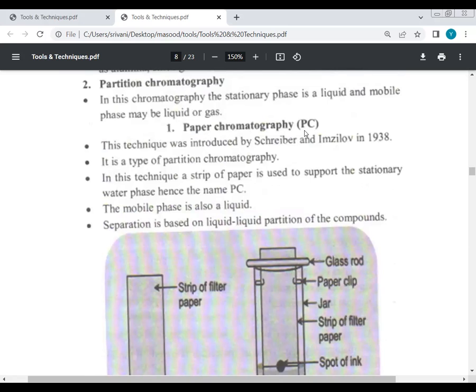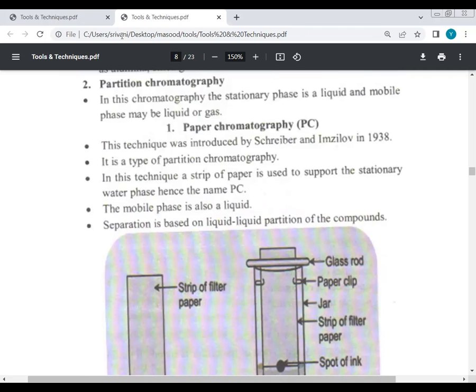Next, paper chromatography. This is the shortcut we are saying, PC. Paper chromatography. This technique was introduced by Schieber and Imzilo in 1938. It is a type of partition chromatography. This is known as partition chromatography. In this technique, a strip of paper is used to support the stationary water phase. Hence the name PC, means paper chromatography.